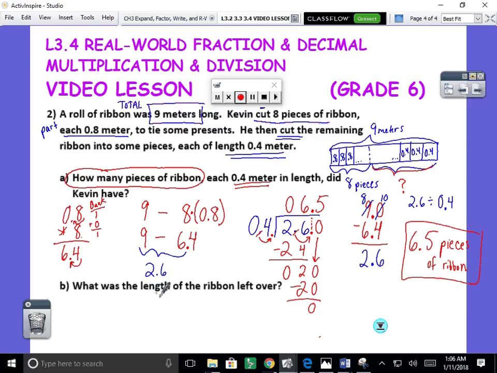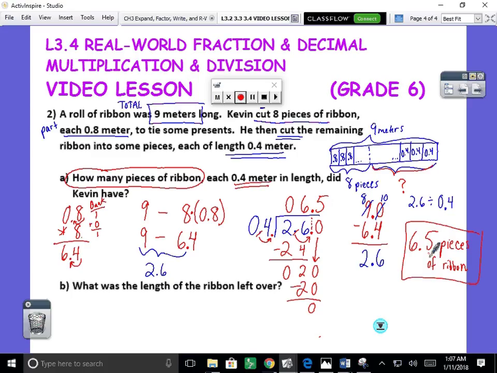Now, here's an interesting question. What was the length of the ribbon left over? When I read that question, it makes me think that I got a weird decimal a minute ago, didn't I? I had this 0.5 at the back. Maybe they didn't want me to give a partial ribbon. Maybe Kevin only wanted those pieces that were actually 4/10 of a meter long. And sometimes you think you get to a final answer and you go, whoa, hold up, rethink that. And that just happened to me here.